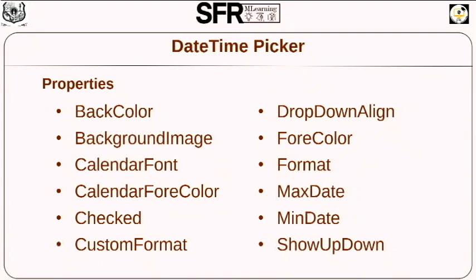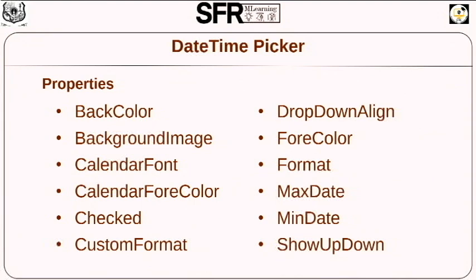It is used to get or set the foreground color of the DateTimePicker control. Next is Format. It is used to set the format of the date and time displayed in the control. In this format, there are four ways, which we saw in the previous window: Long, Short, Custom, and Time.